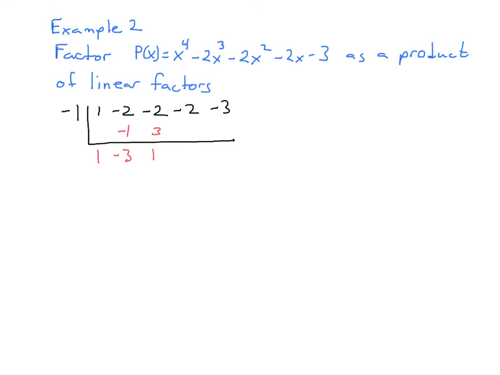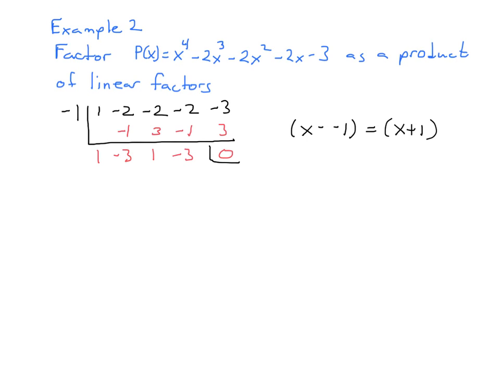-1 times 1 is -1. Add it up, I will get -3. And -1 times -3 is 3, and I add it up, I get 0. So in this case, -1 is a zero. From this I know that one of my factors is going to be x minus a -1, which is actually equal to x plus 1. So one of the linear factors I have is x plus 1.